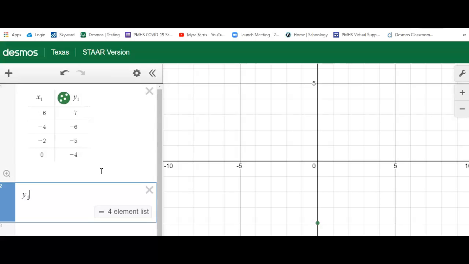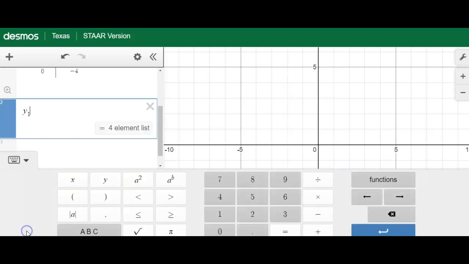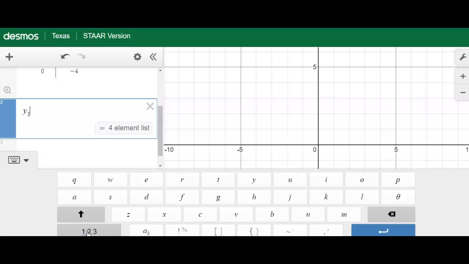Okay? Now, here's the part that's going to make it get the equation. You see this little keyboard down there at the bottom? Click on the little triangle next to the keyboard on the bottom. Then click on the ABC. And then we need this little symbol right here. It is an approximately equal symbol in math. So click on that symbol right there.